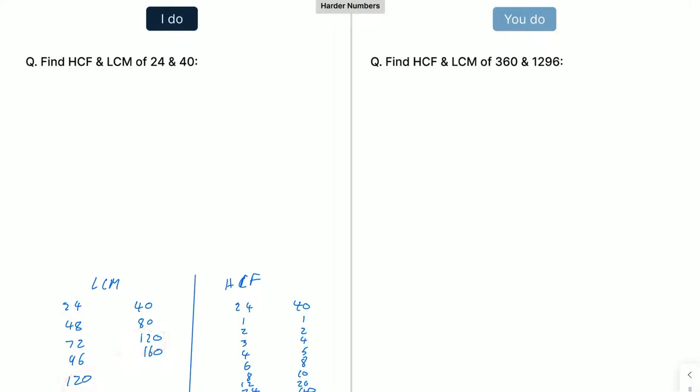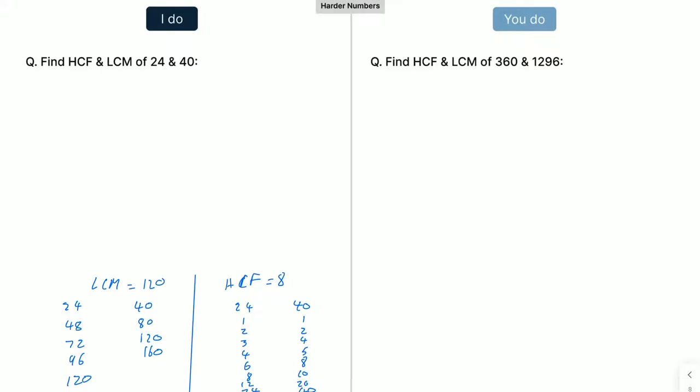And to find the highest common factor of 24 and 40, list out all the factors of 24. So that's starting at 1 all the way to 24. Do the same with 40. Now, if you look at the highest common factor, so we can see 2 and 2 are common, but that's not the highest. The highest is 8. So the HCF is 8. And the LCM is 120.